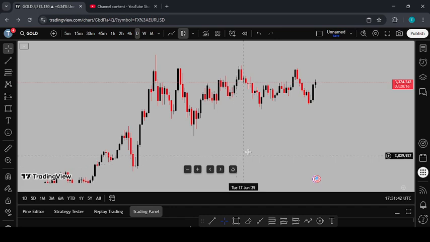Very quickly today, we're just going to be talking about how to use imbalances on a higher time frame. Basically, not to determine direction, but to catch continuation trades.